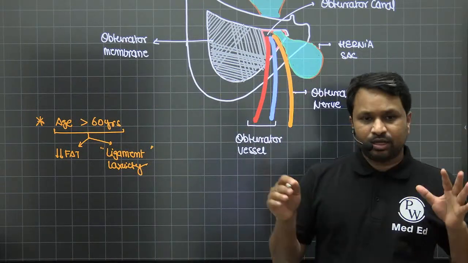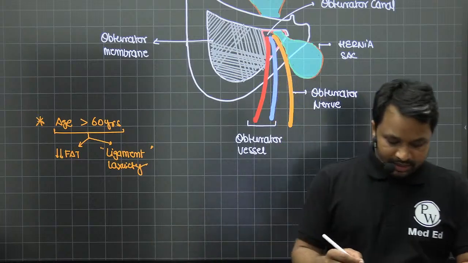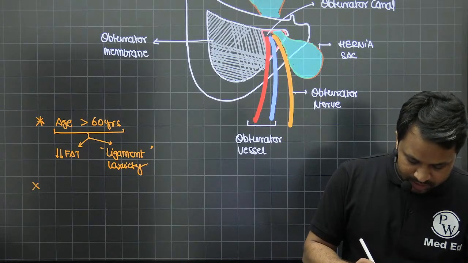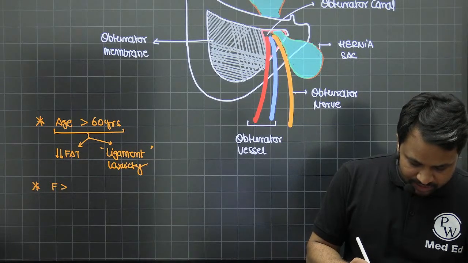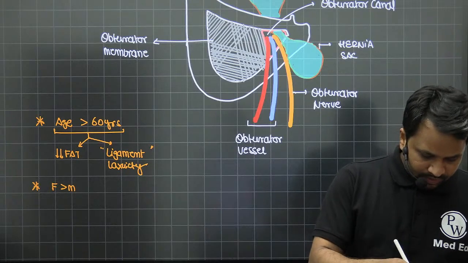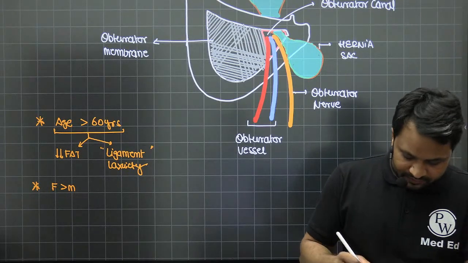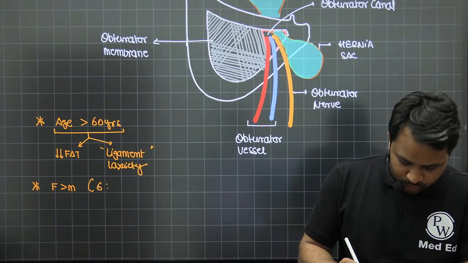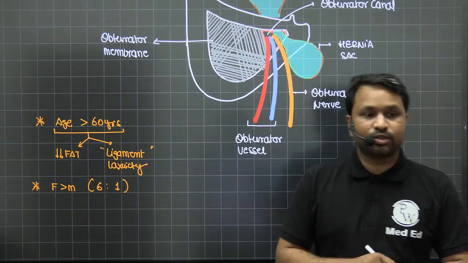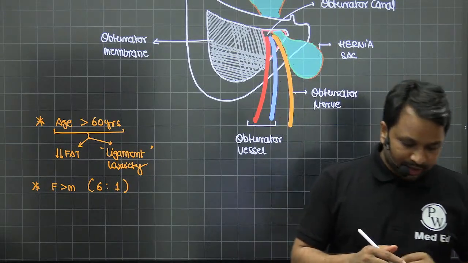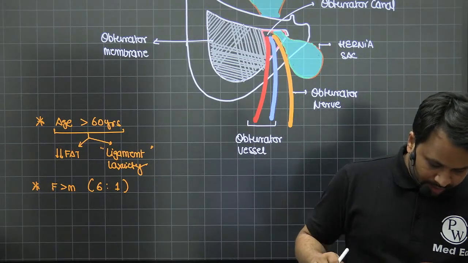So that is why obturator hernia is more common in elderly patients. Second thing you'll notice is that it is more common in females when compared to males. In fact, when you talk about the ratio, male to female in an obturator hernia is going to be 6:1. It is far more common in females when compared to males, right?